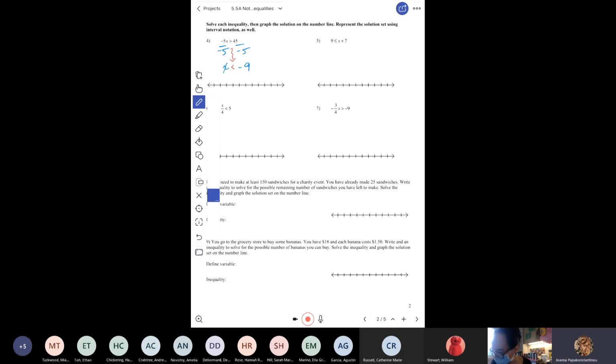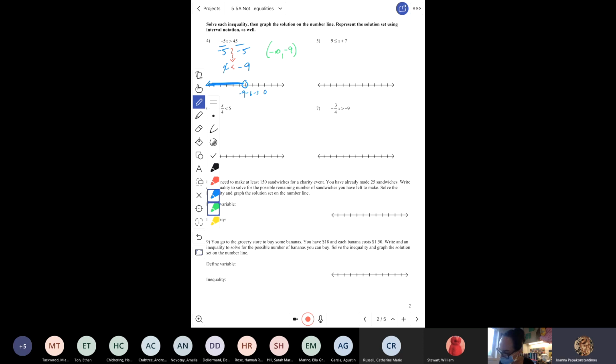I'm going to graph that on the number line. I like to see 0 and then negative 3, negative 6. I don't care what your scale is. Open circle at negative 9, shading to the left. Corresponding interval would be what? Negative infinity to negative 9, and open. Yeah, very good.